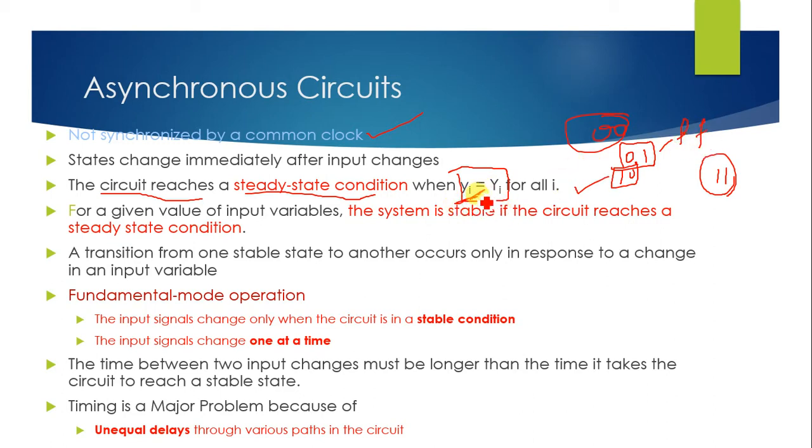Similarly, you consider yi is equal to capital Yi for all values of i if it reaches a steady state condition. The values required to make the flip flop in steady state condition are 0 1 and 1 0. The rest 2 conditions are unsteady state or unstable conditions. Look at point number 4. For a given value of input variables, the system is stable if the circuit reaches a steady state condition.